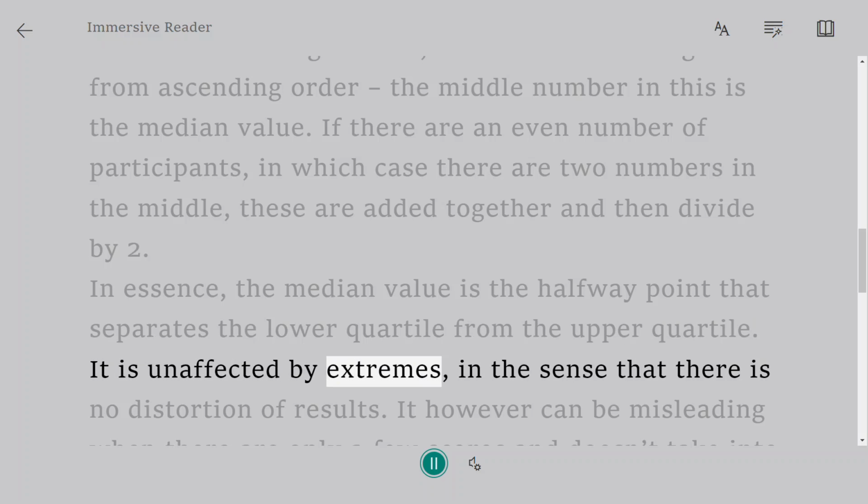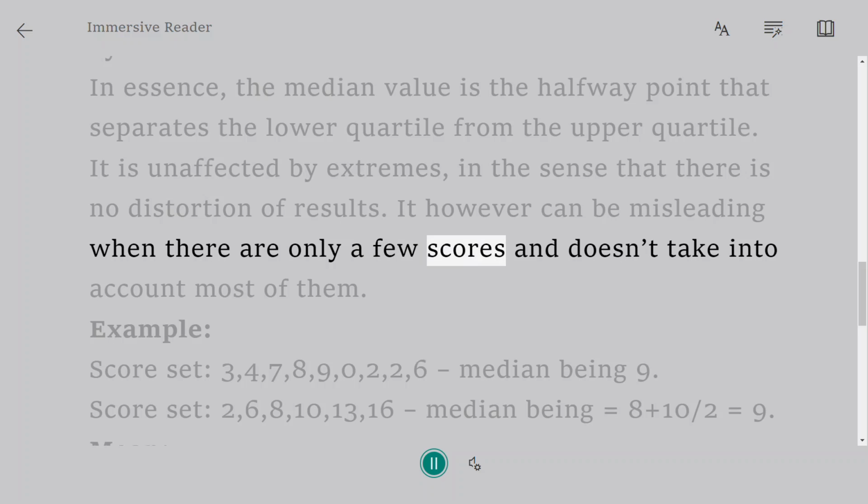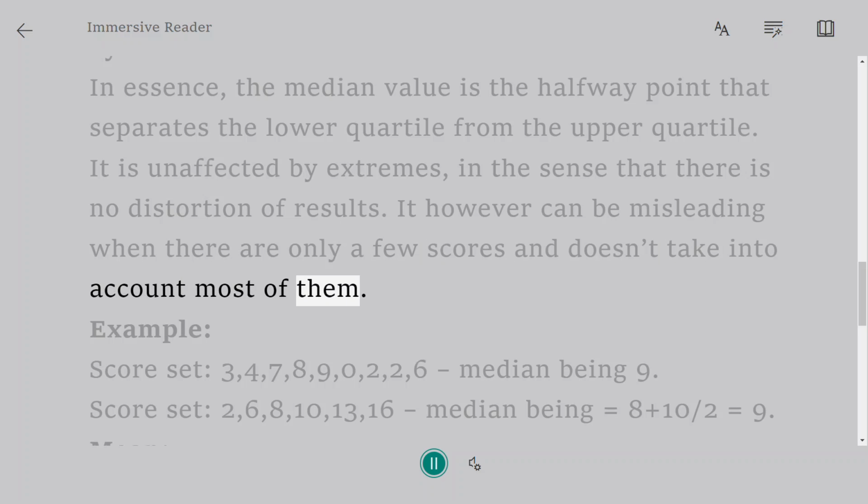It is unaffected by extremes, in the sense that there is no distortion of results. It, however, can be misleading when there are only a few scores, and it doesn't take into account most of them.